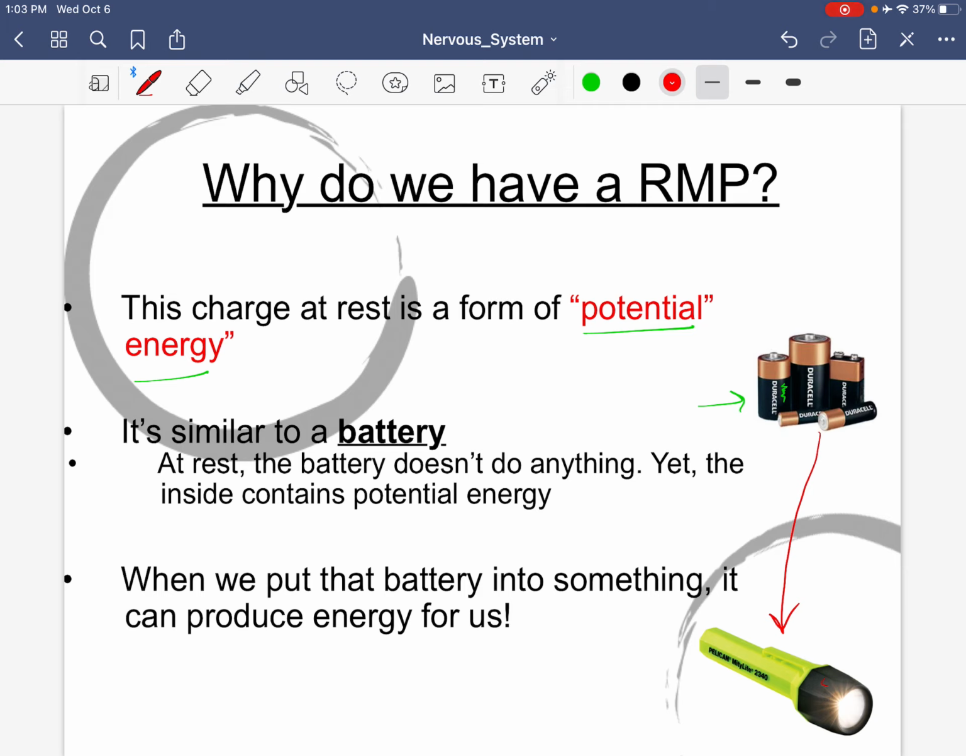If you started with nothing, in other words, what if the inside of the cell didn't have a negative charge? What if there was no potential energy? If I start with nothing, I've got no potential energy to work with. If you put something else in this flashlight instead of batteries, it's not going to do anything. So you have to start with something, this potential energy.